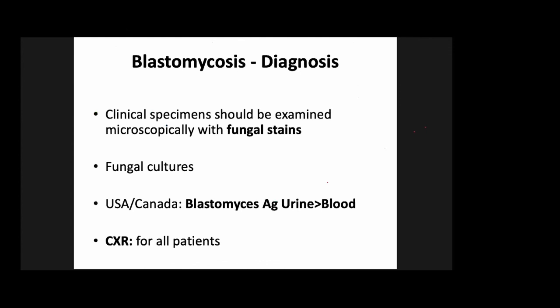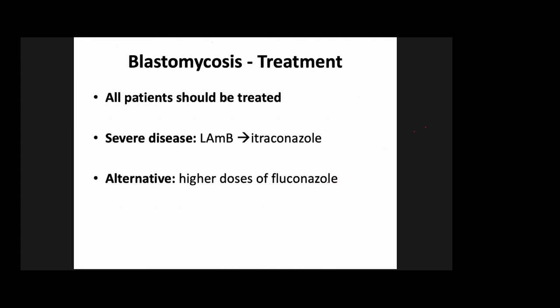Regarding the diagnosis, we do have a Blastomyces urine antigen in the US. This is actually sent to the same lab as the Histoplasma urine antigen. The thing we should know here is that urine is more sensitive than blood. So if you think the patient has blasto, you should send the sample from the urine. All of these patients should get a chest X-ray. For treatment, something important and different from cocci is that all patients with pulmonary blasto need to be treated because of the risk of dissemination.